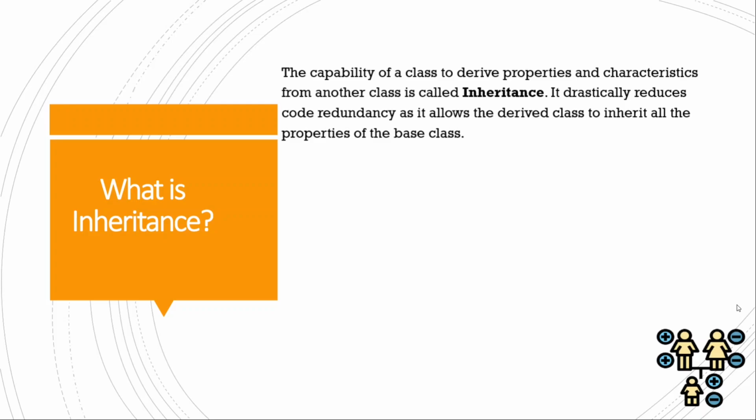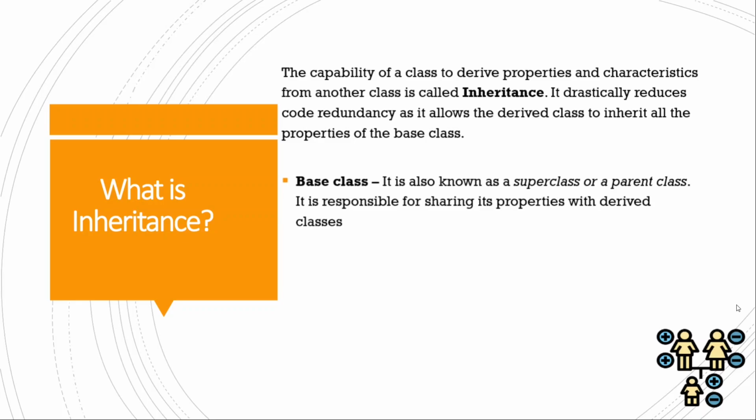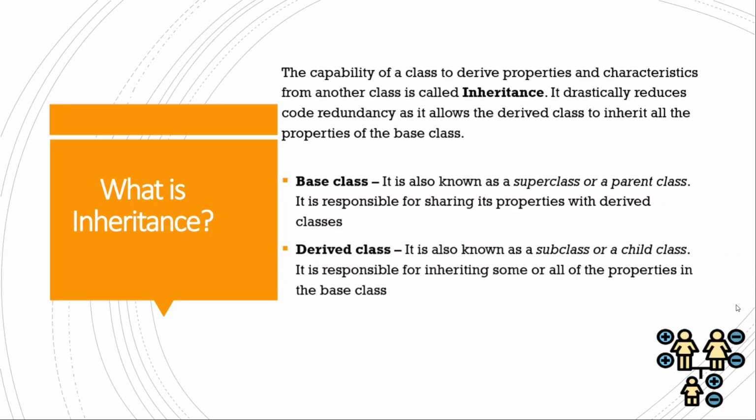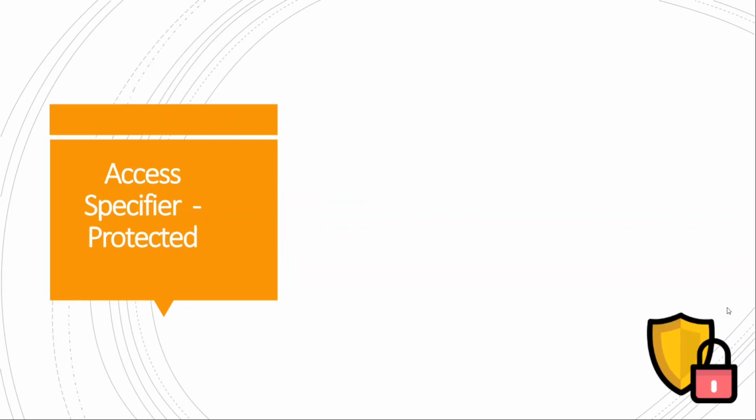of a base class. The base class is also known as a superclass or a parent class, and it is responsible for sharing its properties with the derived or child classes. And the derived class is also known as a subclass or child class, and its responsibility is to inherit some or all of the properties in the base class.